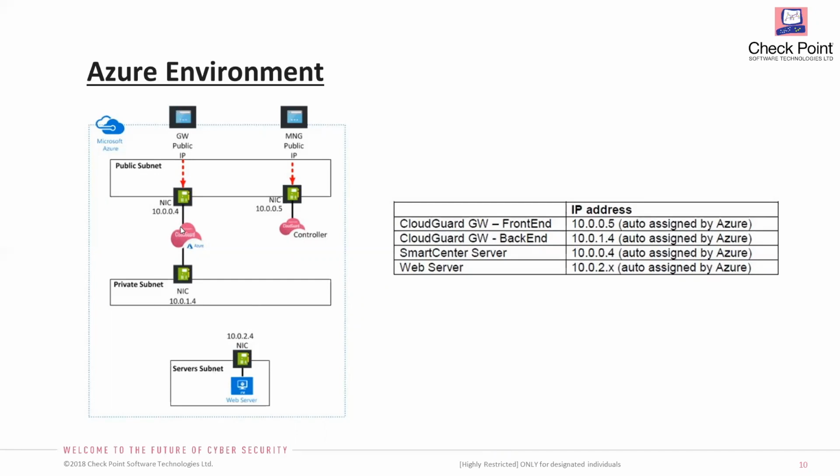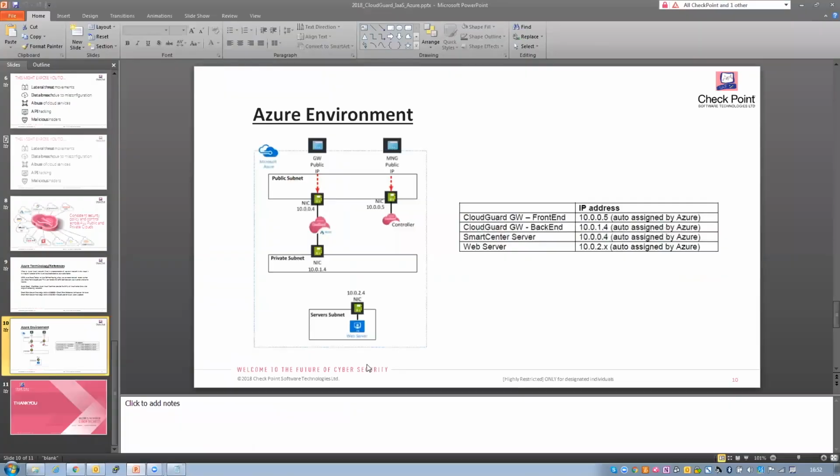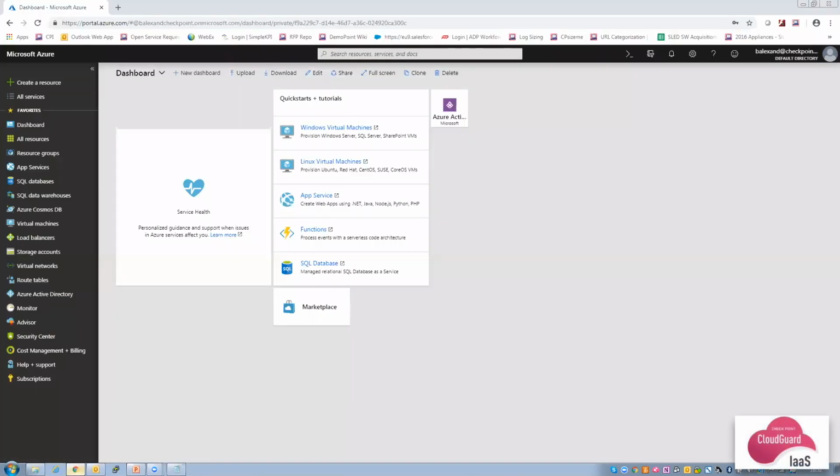When they traverse the firewall, they're either going to be permitted or denied depending on the firewall policy configured. If permitted, then they'll be granted access to the web server. So without further ado, let's jump on over to the Azure portal and get started with today's demonstration.